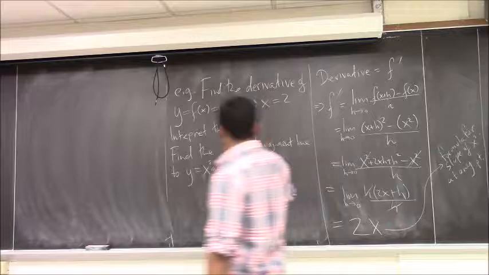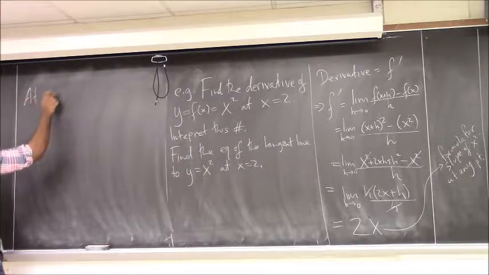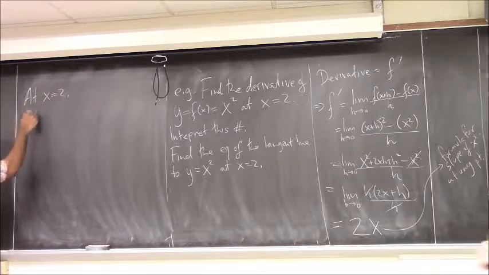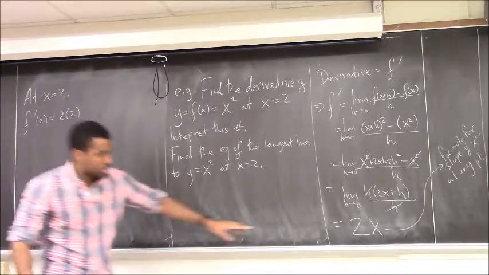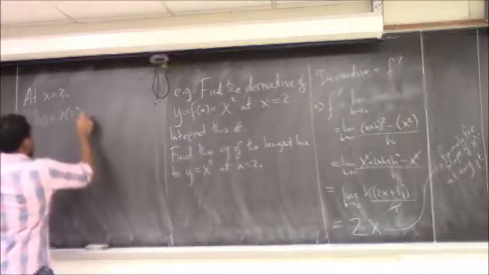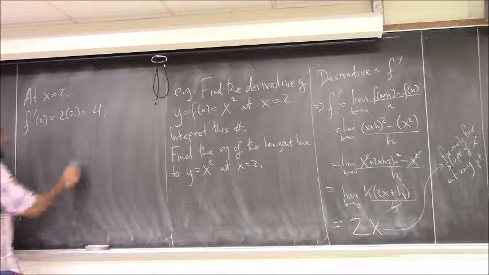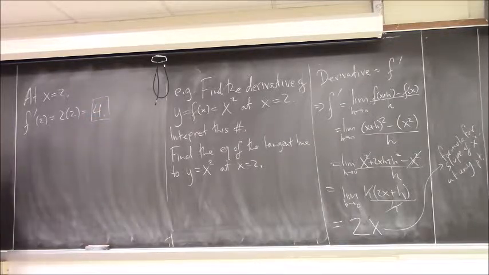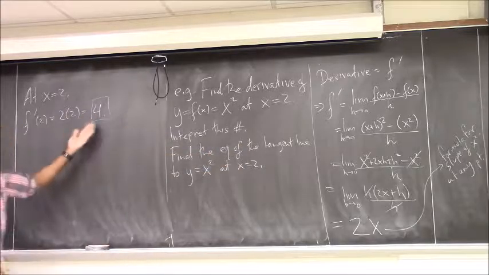But we really care about a specific point, at x equals 2. At x equals 2, your f prime of 2 would be equal to 2 times 2. I'm just plugging into this, which is 4. So it turns out the derivative at the point x equals 2 is the number 4.